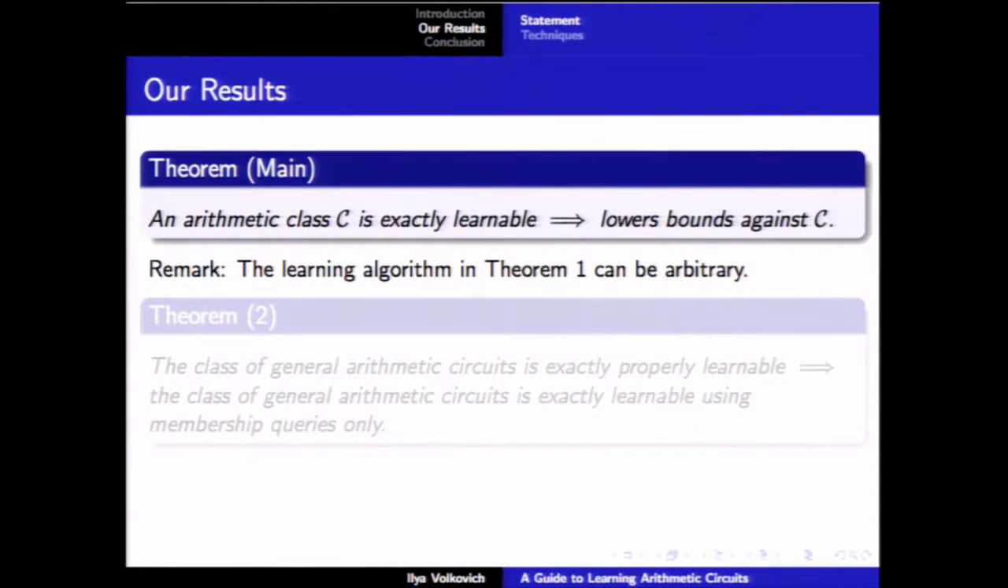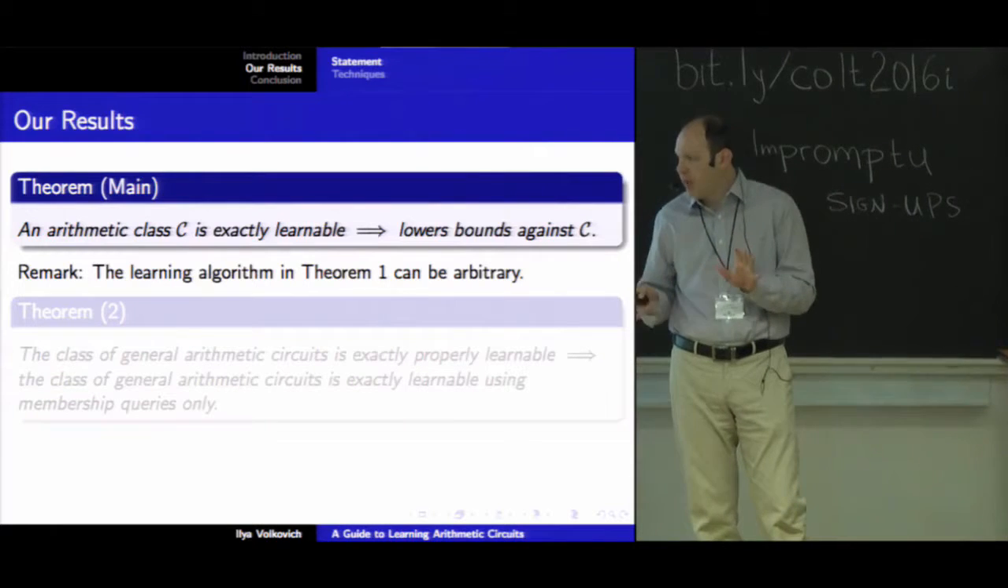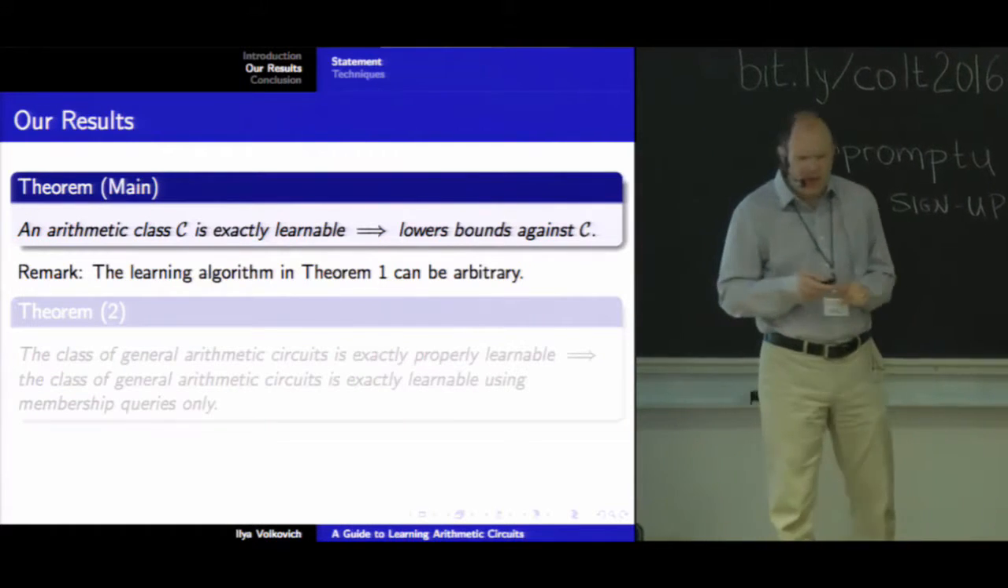To elaborate on this, we don't care what this exact algorithm is. We don't care if the hypothesis is an arithmetic circuit. It can be anything. In fact, the same thing holds with the previous result. This result uses the algorithm as a black box.